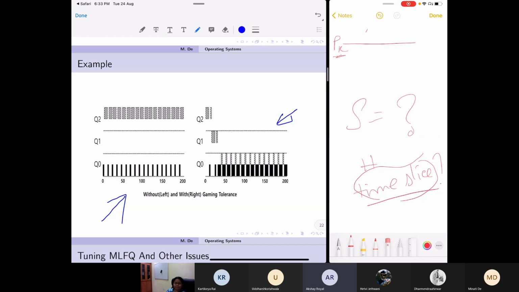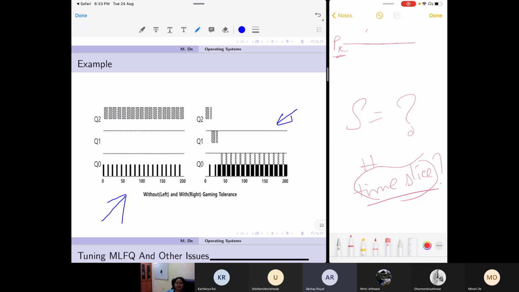If S is too small, starvation would happen because all the processes will be in the top priority. If S is big, then starvation will be more. If S is small, then what would be the problem? I said that if S is small, then starvation would happen. I didn't get the idea. If S is big, then starvation would happen; if S is small, how will starvation happen?